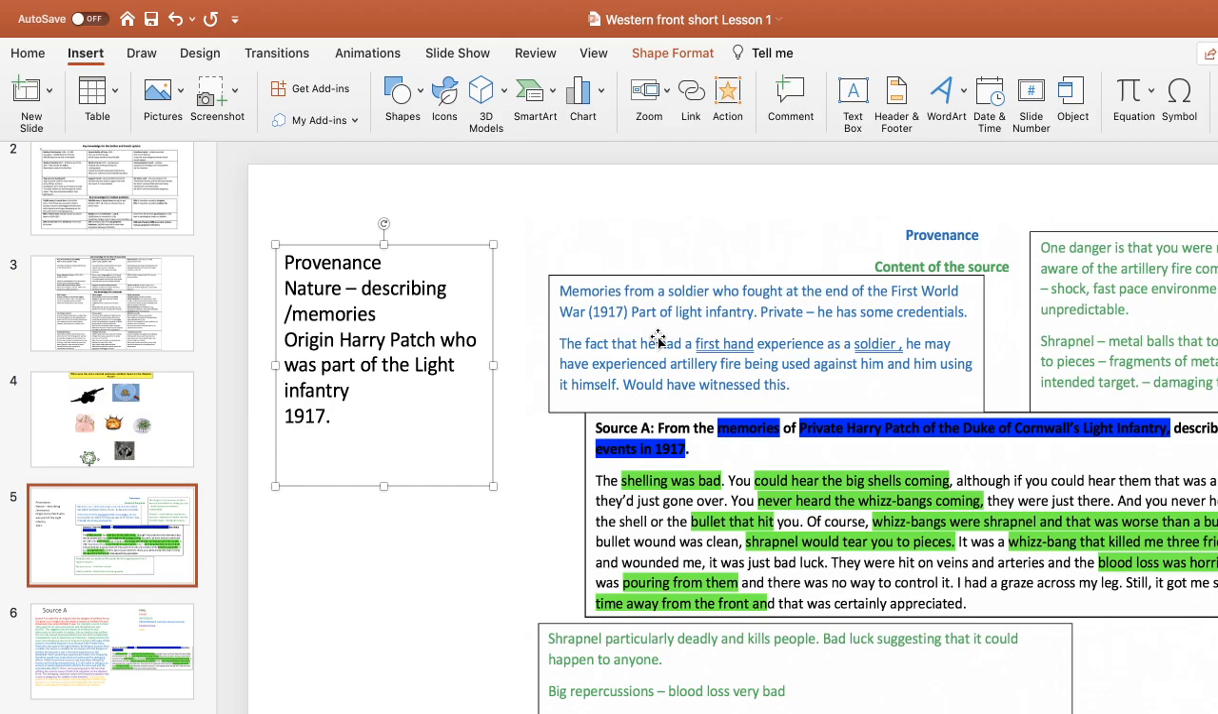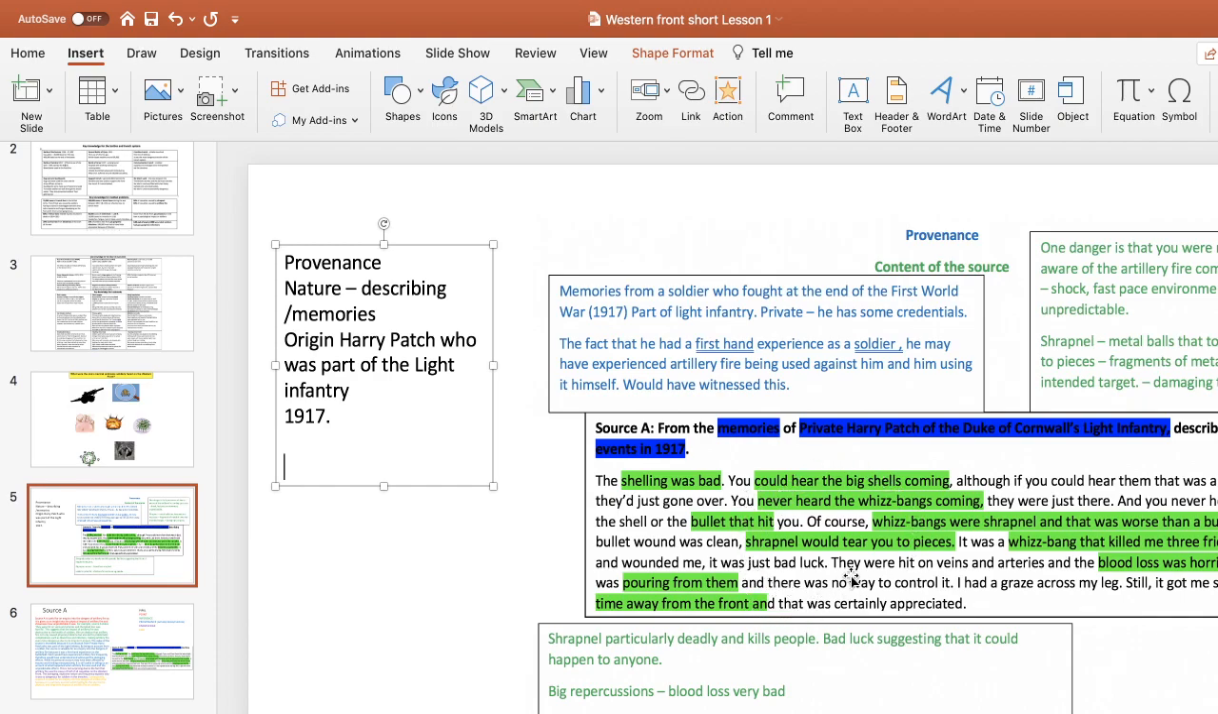So you really need to think, how does this provenance make the source useful? Now that's going to come in handy in a second when we're looking at source C. But that's the kind of rationale behind it. You really need to pick apart the provenance and think, why is that useful? It's not good enough just to tell me what the provenance is. You need to explain to me why it's useful. Now let's think about the content of the source.